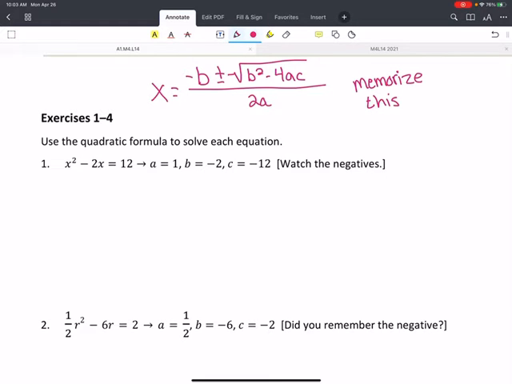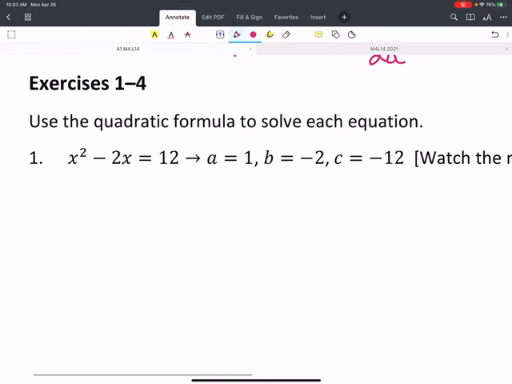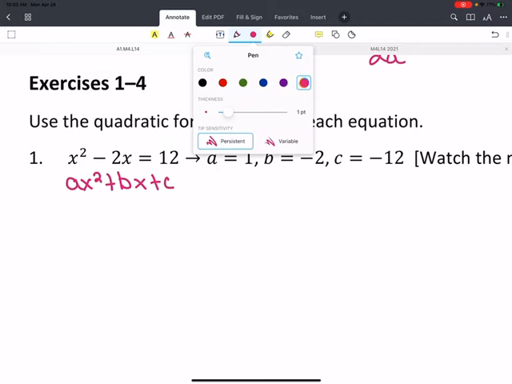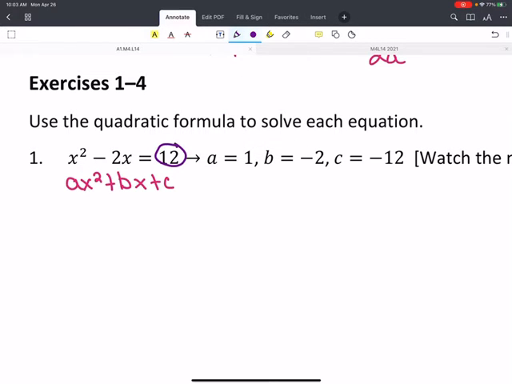Okay, so the way that this works is if we have a quadratic in the form ax squared plus bx plus c, then a, b, and c can be substituted into the quadratic formula. So in this example, this 12 is on the right side of the equal sign, so we need to bring it back over to join the party with everybody else. So x squared minus 2x minus 12.